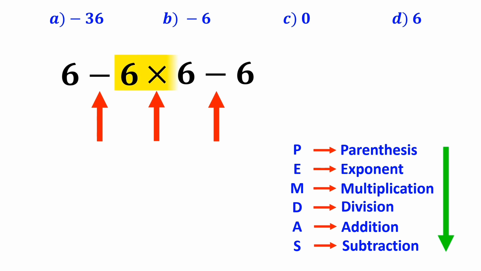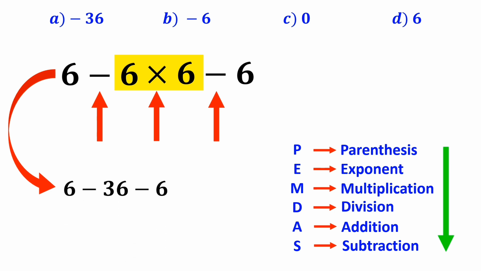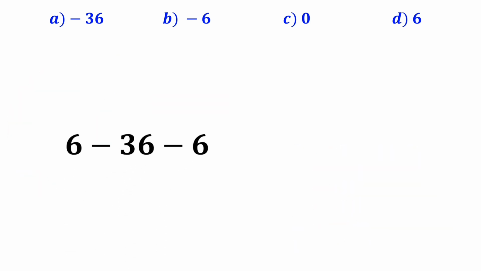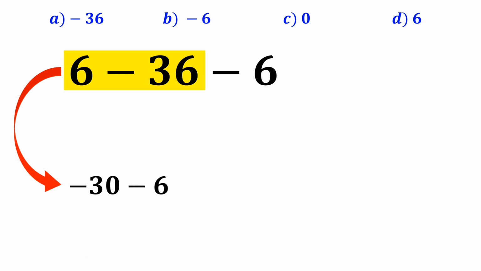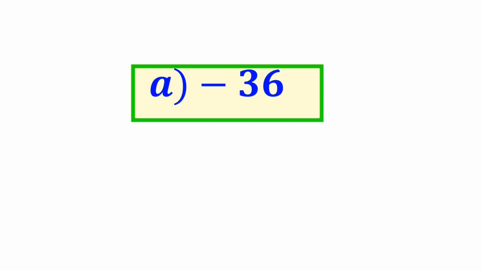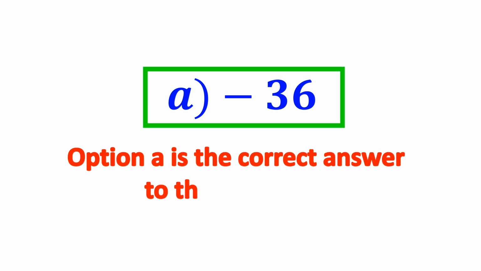We must start with multiplication because multiplication has a higher priority than subtraction. So, we can write this expression as 6 minus 36 minus 6. In the next step, we calculate 6 minus 36, which equals negative 30, and then subtract 6. Finally, the value of this expression is negative 36. Therefore, option A is the correct answer to this question.